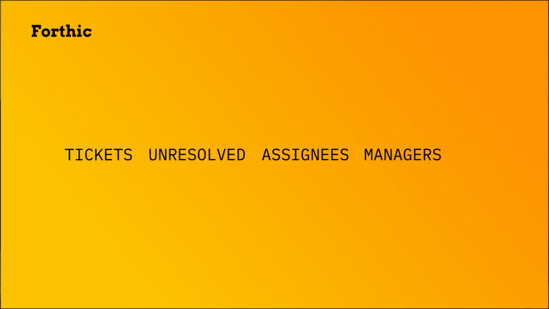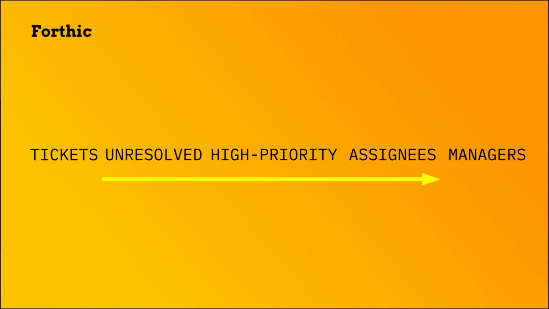In Forthic, it would look like this. The Forthic words flow in the same directions as the operations. If we wanted to add something in between, like selecting high priority tickets, we would just add that word in the appropriate spot. Another reason to use Forthic is that it's easy to abstract code.